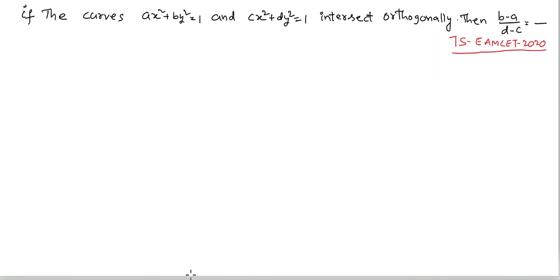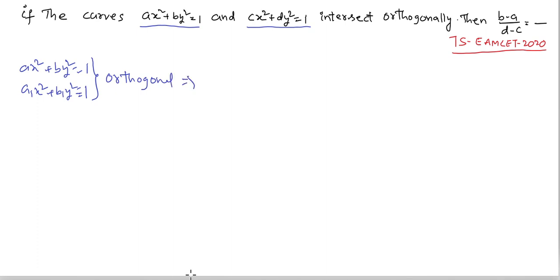If the curves ax square plus by square is equal to 1 and cx square plus dy square is equal to 1 intersect orthogonally, then the value of b minus a by d minus c is. This is TSM set 2020 question. So we know that. So I solve this problem by shortcut. So if the curves ax square plus by square is equal to 1 and a1x square plus b1y square is equal to 1, these two curves are orthogonal.